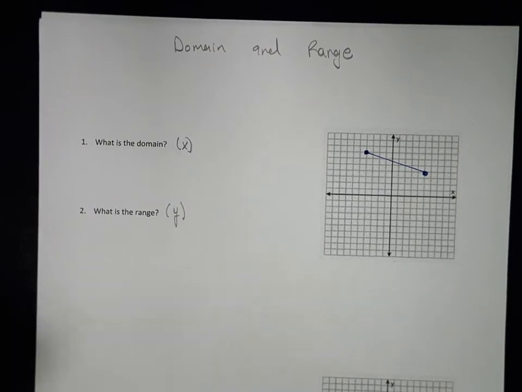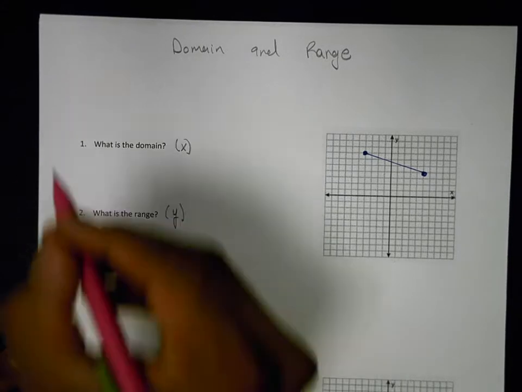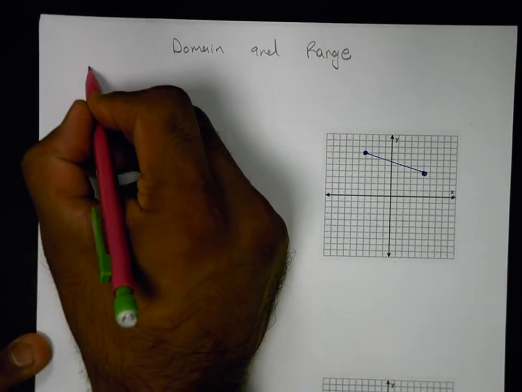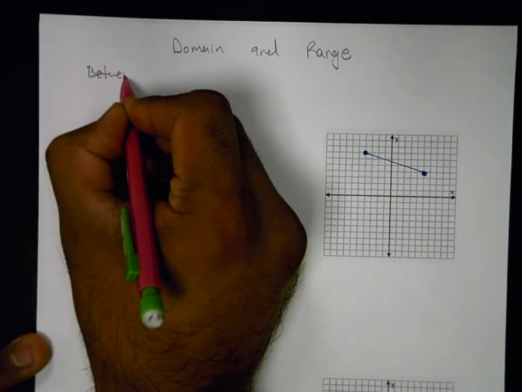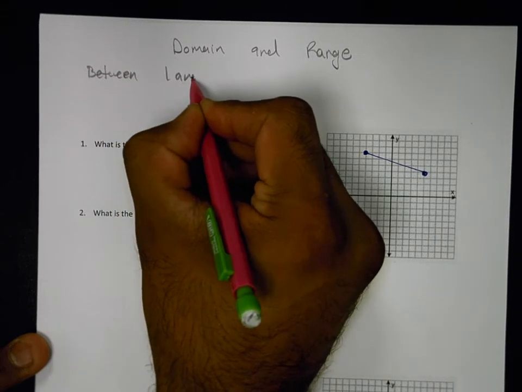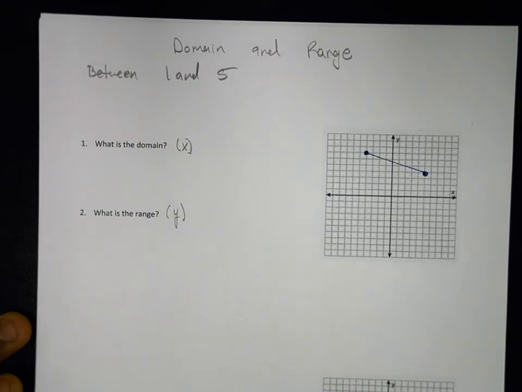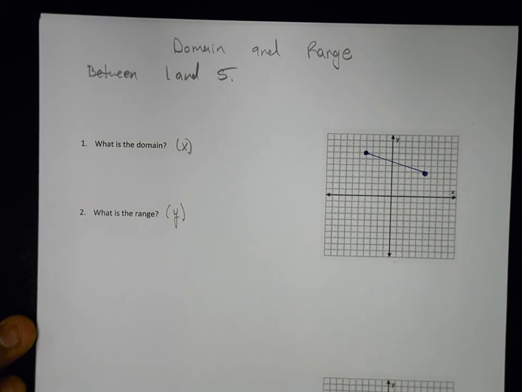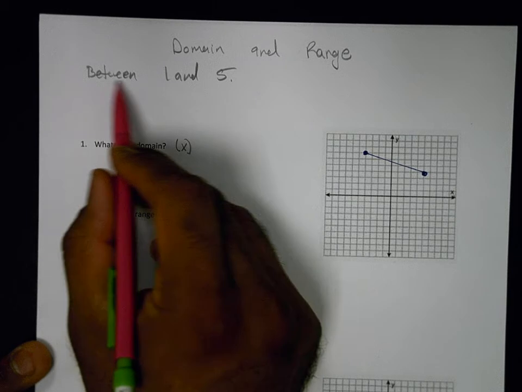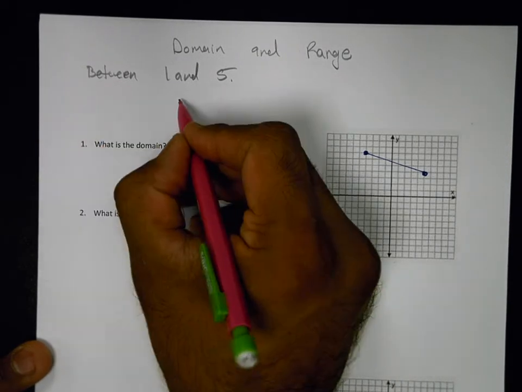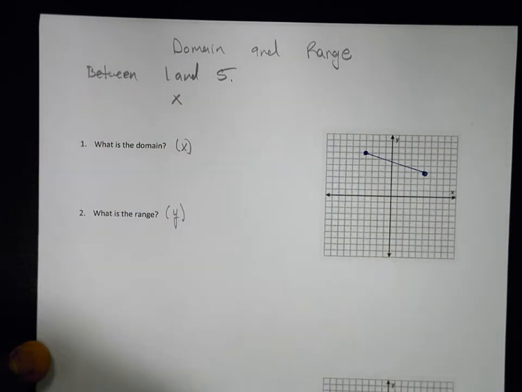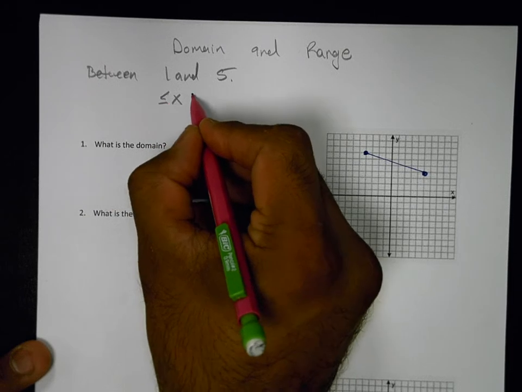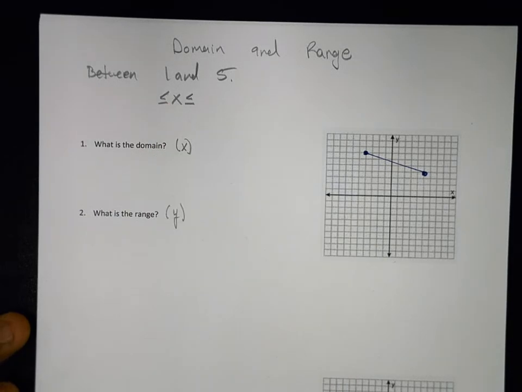So if I wanted to say, for example, between the numbers 1 and 5, if I was to write that in English, I would say between 1 and 5. Well, I need to be able to write that in mathematical notation, so we're going to use an inequality to do this. So for the word between, I put x, and I write it like this.